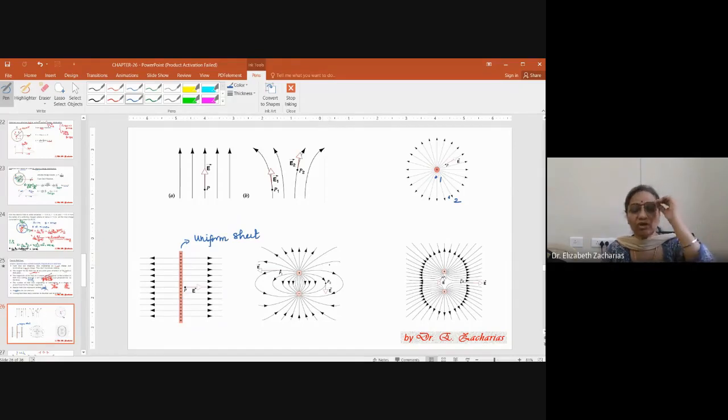Now here you have another picture. There is a positive charge and a negative charge. So what is this? A positive and a negative charge, equal and opposite. This is called an electric dipole. So for a dipole, if you see how the field lines are, where are you finding that the field lines are close to each other?